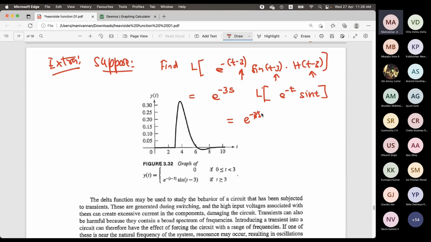Okay, e power minus 3s if you are writing, then Laplace transform of e power minus t sin t means 1 divided by s square plus 1 square, but this s should be replaced by s plus 1, so that e raised to the power minus 3s divided by (s plus 1) whole square plus 1 square. Is it clear?